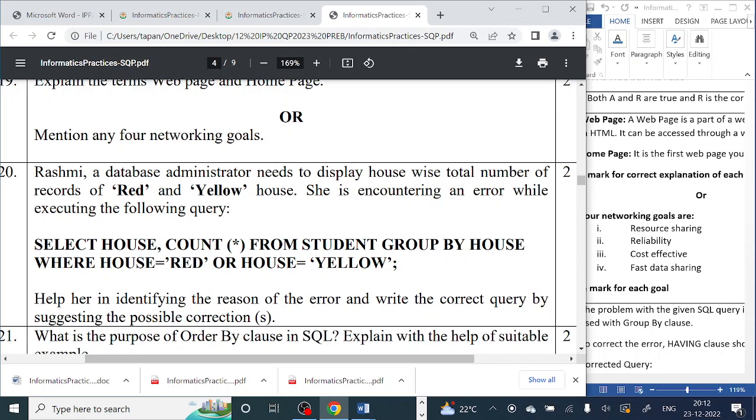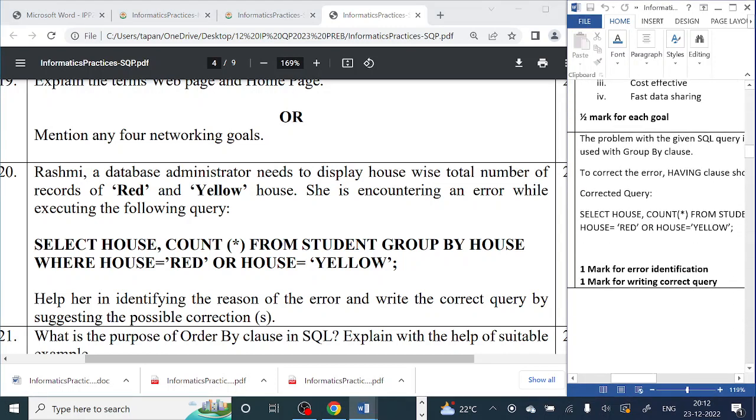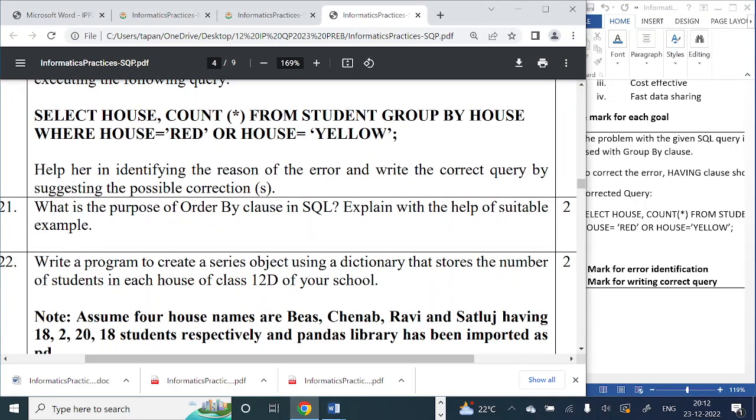Why? Because having is a clause which is used along with group by to check any condition. So here you can see the answer. The problem is along with group by we cannot use where, we have to use having. Then you write the correct syntax using having clause.